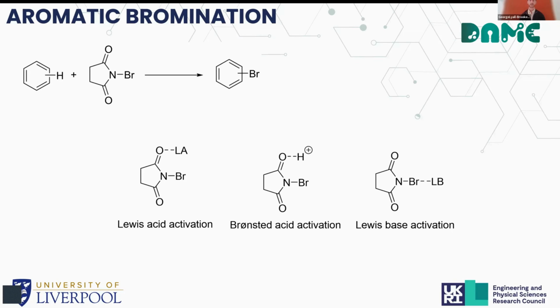Bronsted acid activation acts in a similar manner, but instead of a Lewis acid, here you have a proton source, which then coordinates with the carbonyl, again activating the bromine in the same manner. And then the final one operates in a slightly different manner, where a Lewis base forms a halogen bond with the bromine, which again activates the bromine for the transformation.